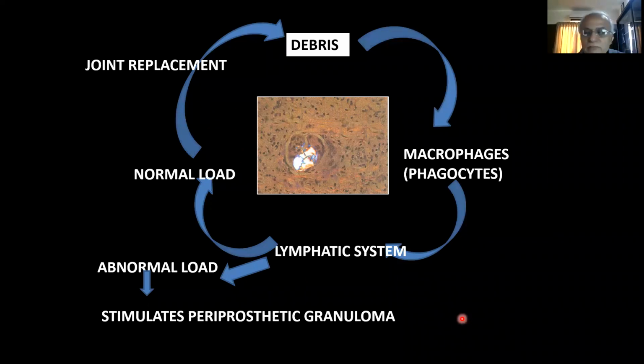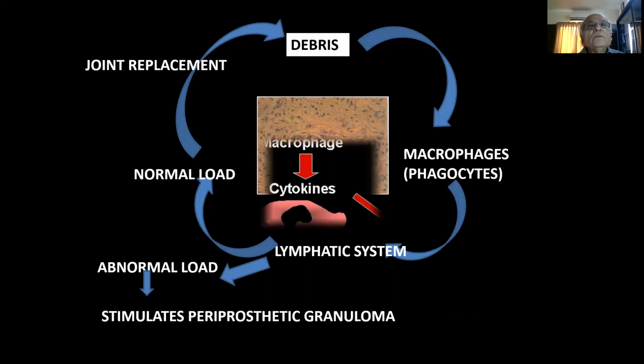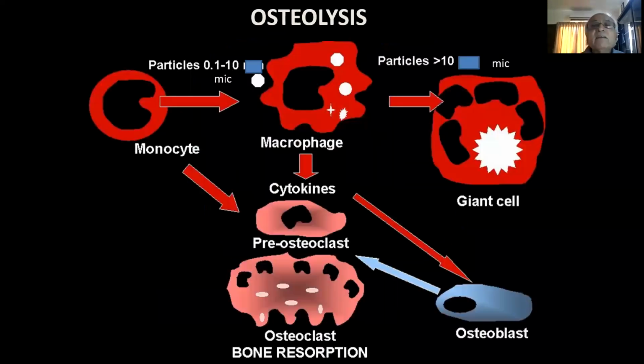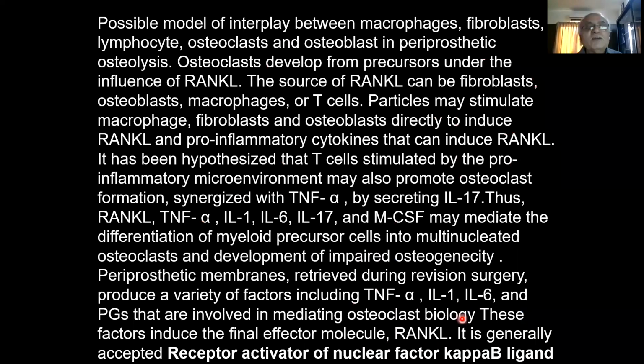The particles are taken up by the macrophages. They produce cytokines, and these cytokines stimulate pre-osteoclasts and then osteoclastic resorption takes place. We will go into more detail of this. This is a very lengthy slide, but unfortunately for PG students I think it is required, and that's the reason I have to put it. I never put such a long slide. So you need to understand the phenomenon of this osteolysis.